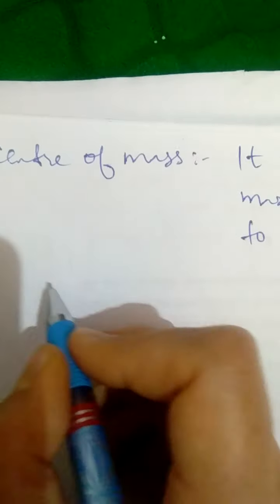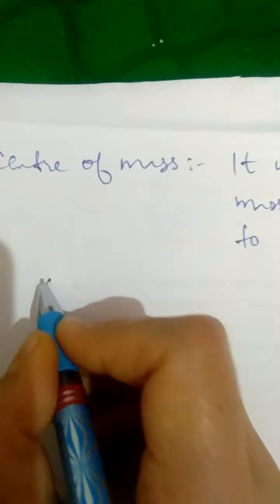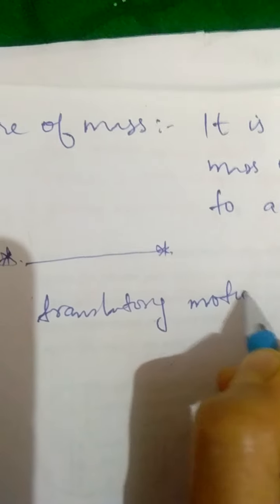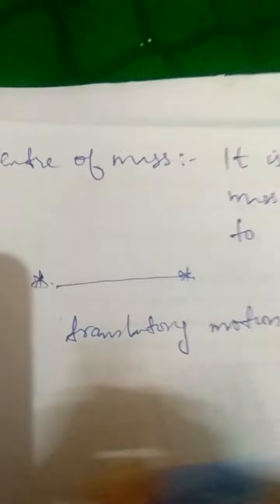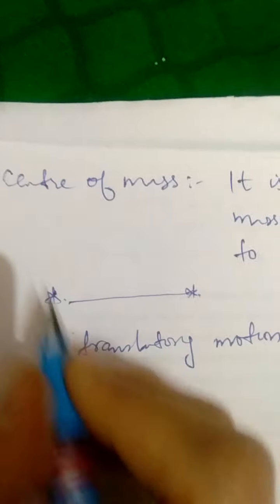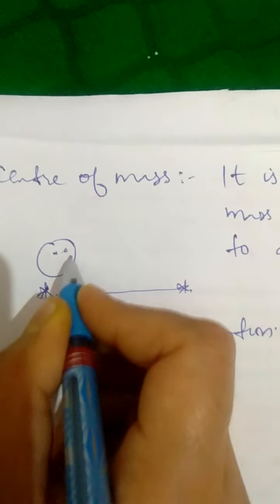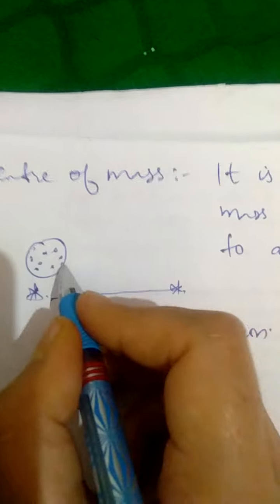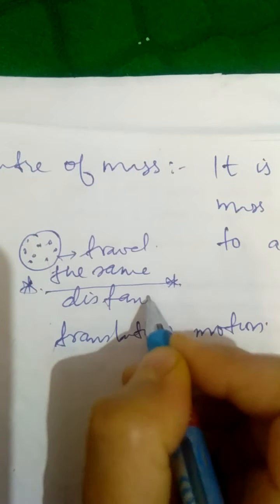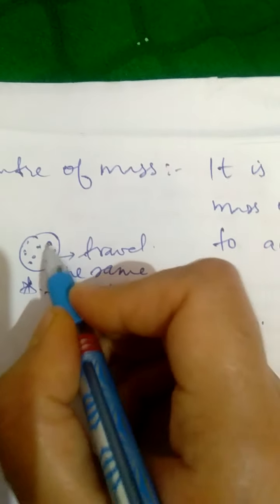Now, consider a body which exhibits a translatory motion. By translatory motion, I mean it is a kind of linear motion where the body is displaced from one position to another. In the case of translatory motion, the various constituent particles essentially travel the same distance. Therefore, if you have to describe the motion of such a body, it is very convenient to choose only one point.